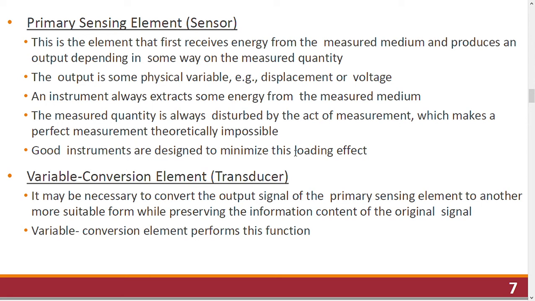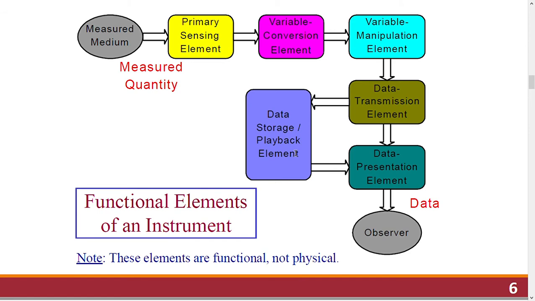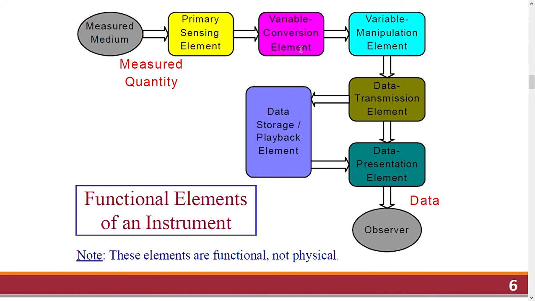So that is the transducer. It is a conversion element which converts one form of energy to another form for ease of working. Okay. So that is a variable conversion element or the so-called transducer. Now the output from the transducer is given to the manipulator. There, the signal will be manipulated. Manipulated means it can maybe be amplified or the frequency will be changed.